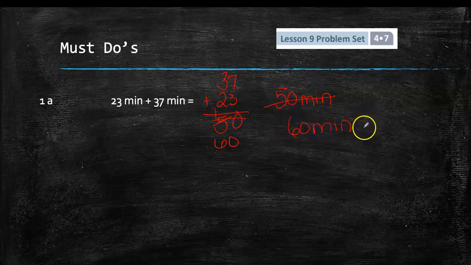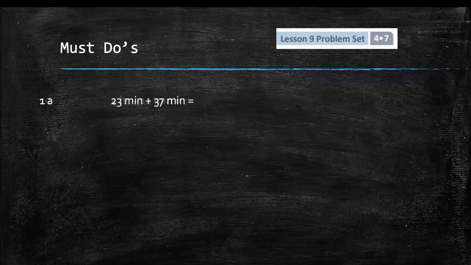In 60 minutes, we know that turns into 1 hour. Whoop, whoop. A little more difficult for Mrs. Day than I thought, but there it is, friends. 60 minutes, 1 hour. Looking at 1D, 4 hours minus 12 minutes.